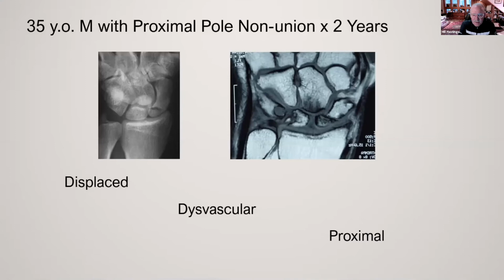Yeah, so most proximal poles don't really displace except over time. So this kind of suggests that it is displaced. And it's a 2-year-old injury. I know that in a series of 21 non-unions of the proximal pole, 90% healed with cancellous bone alone. But this is the kind of case that I would favor using a vascular bone graft. I mean, you're going to need some kind of bone graft in this situation anyway.